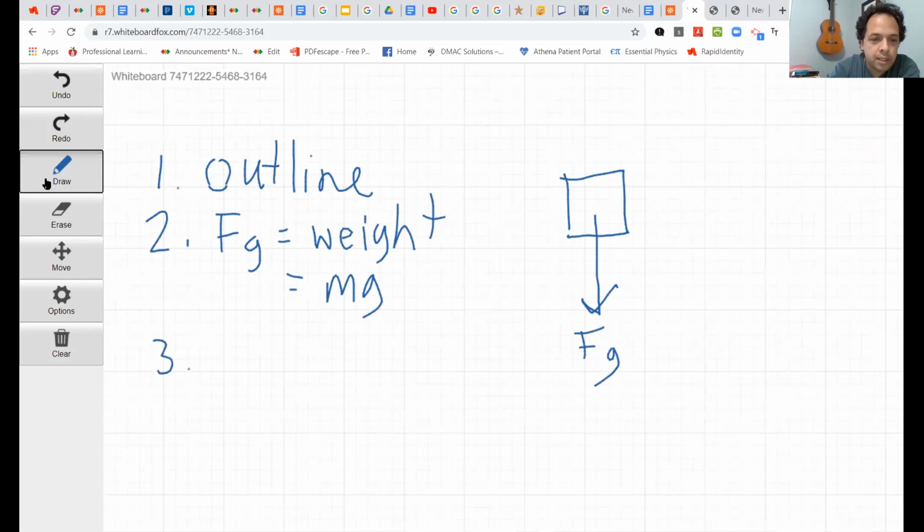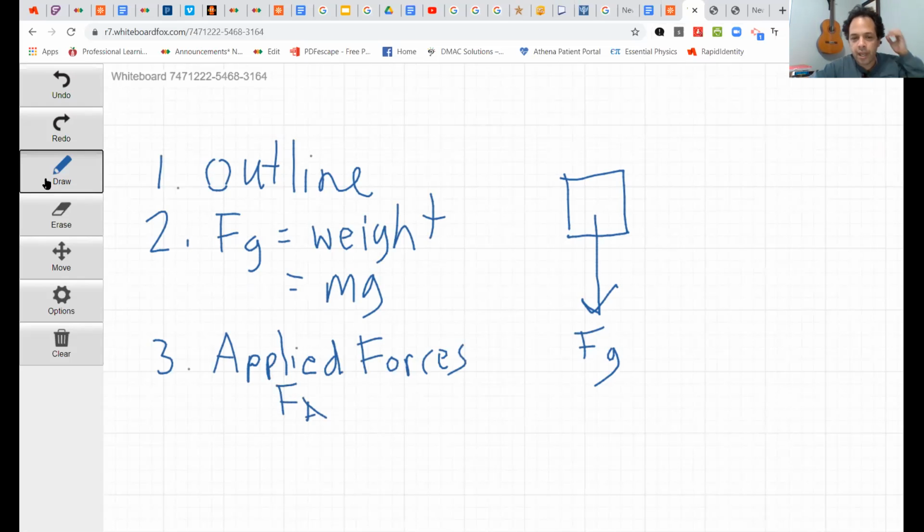Number 3 is the applied forces. So this is anything pushing or pulling on the object. Usually it's FA or something like that. So the F stands for force, right? And the little letter stands for what type of thing it is. Like this one's force of gravity. So this one's the applied force. Now, there could be different applied forces. There could be frictions, there could be ropes, there could be springs.